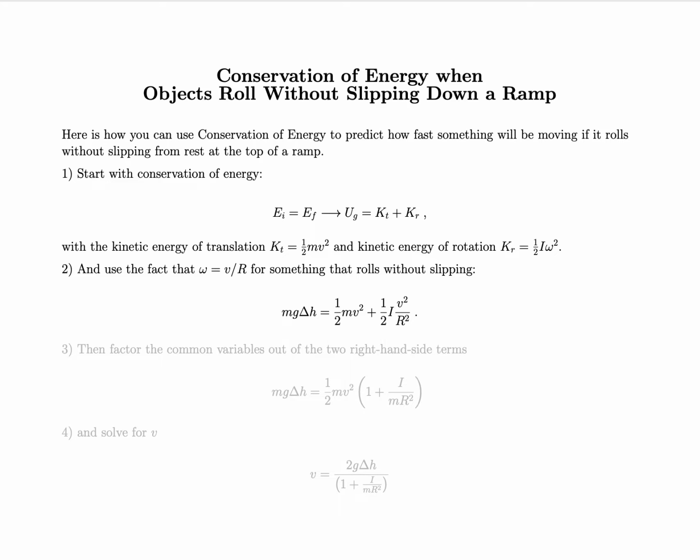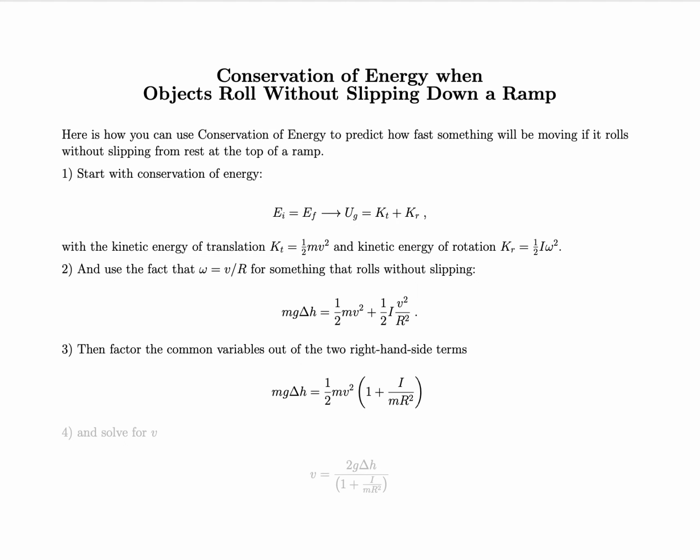What's left now is to factor out common terms from the right-hand side. So I factored out a whole 1/2 mv squared, which leaves a 1 inside the parentheses, and I over mr squared on the inside. You might have to do a couple of steps there to verify that's true. In fact, if you wanted to, you could just distribute the 1/2 mv squared back into the parentheses to see that you get the equation above.